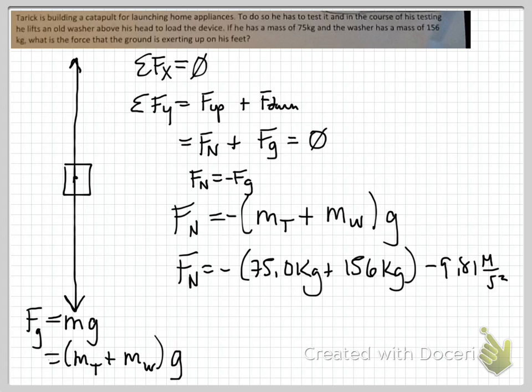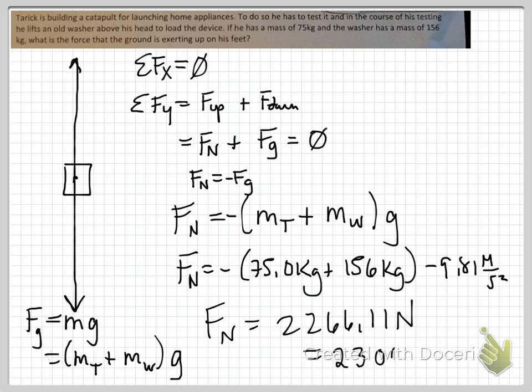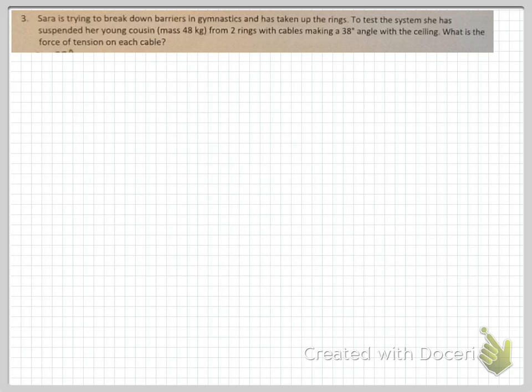So we now have our equation written out. The normal force is equal to the negative of quantity, 75 kilograms plus 156 kilograms times negative 9.81 meters per second squared. We get a raw answer for our normal force of 2,266.11 newtons. With 2 sig figs, we get a normal force of 2,300 newtons.